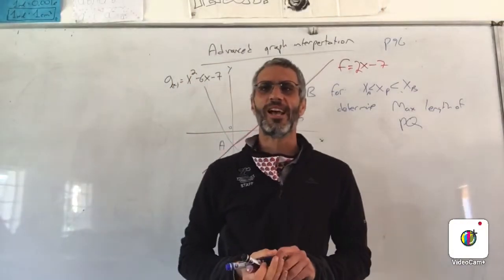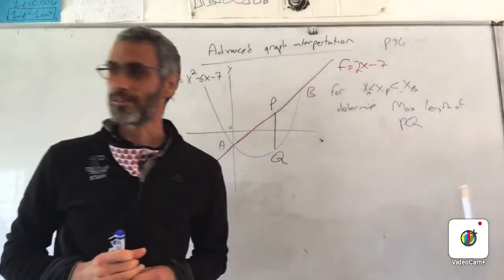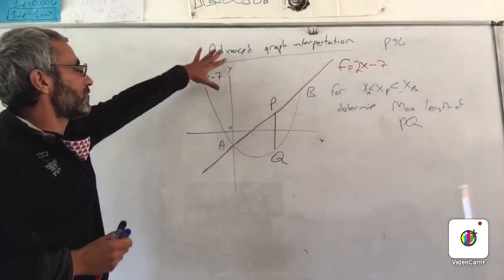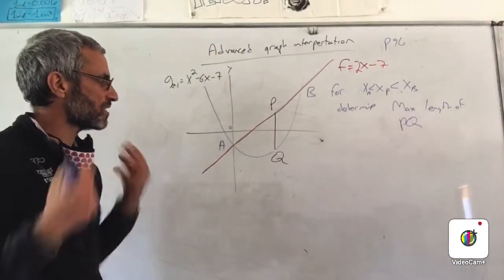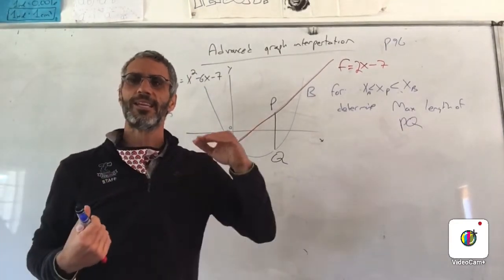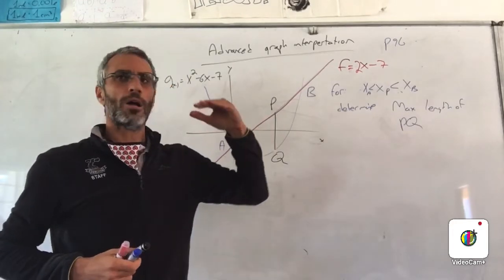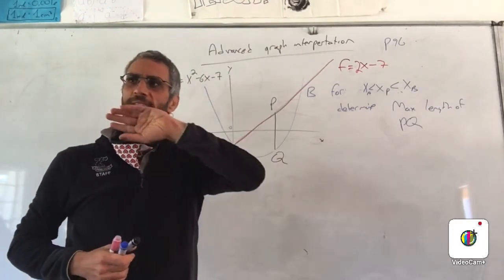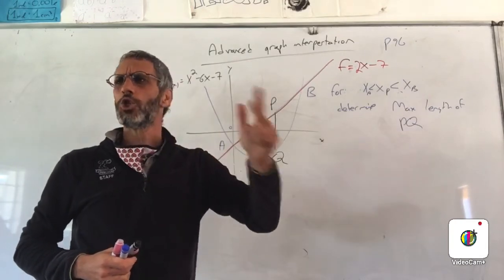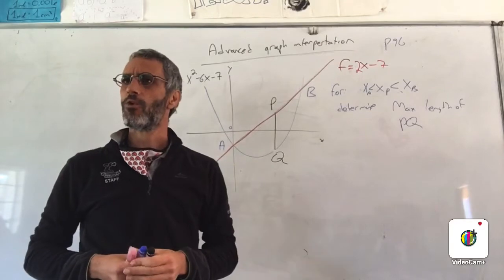Mr. Lesham is here, and this is our last lesson on functions. Okay, advanced graph interpretation. We're still working with graphs of different functions, and we still interpret them. But the questions you're going to come across today are higher order skills. There's level 1, 2, 3, and 4. So we're looking at level 3 and maybe even level 4s.